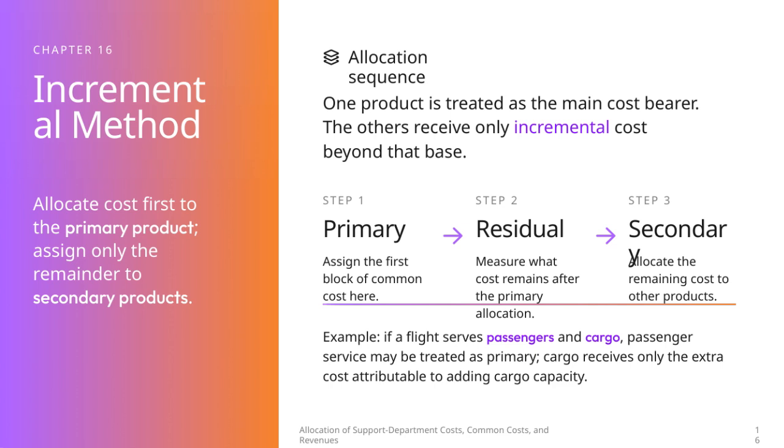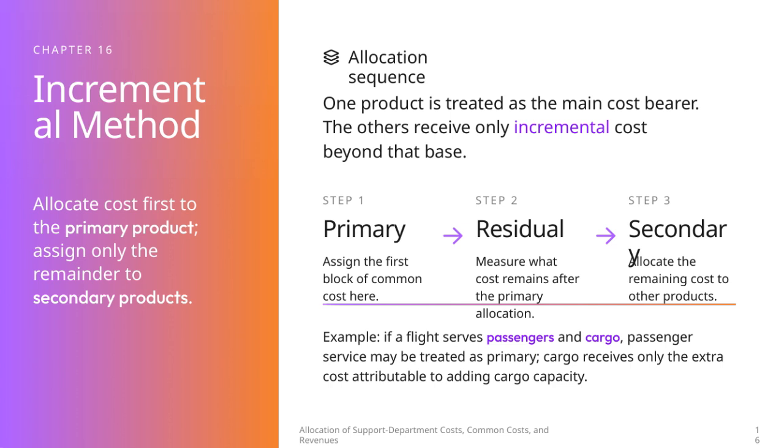Finally, in the third step, we assign these remaining costs to the secondary products or services. To put it simply, one product takes the majority of the shared costs, and the others only receive the incremental cost above that base. For example, imagine a flight that serves both passengers and cargo. Passenger service might be seen as the primary product that carries the main costs.